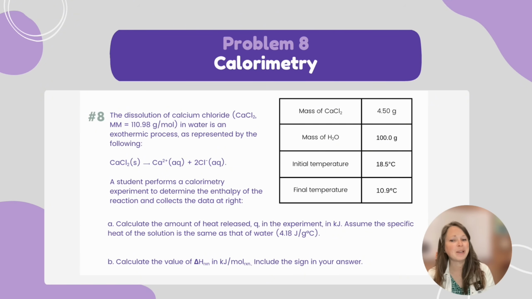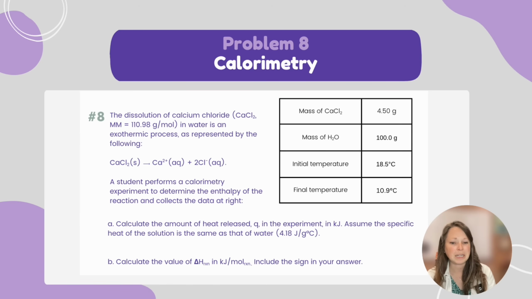All right, calorimetry is on there every single year. Let's look at this problem. You might be given lab data, you might have to solve for missing data, something like that. It just depends on the year. With this one, we want to calculate the amount of heat released in the experiment. Right away, I'm seeing that word released. I know this is an exothermic process. I know I will have a negative value.